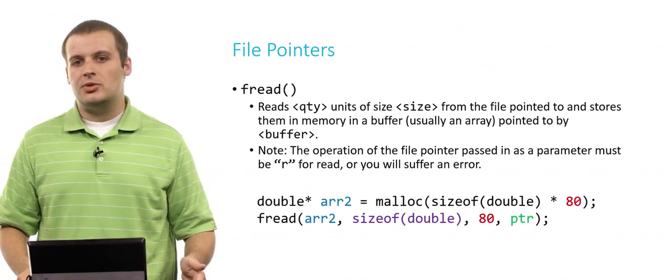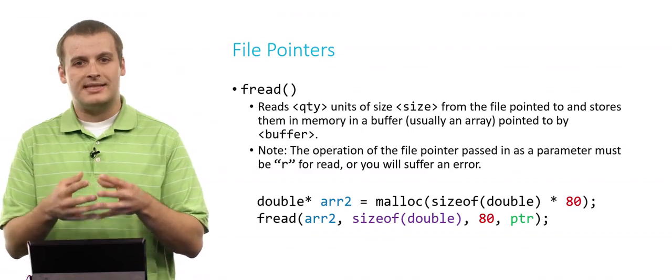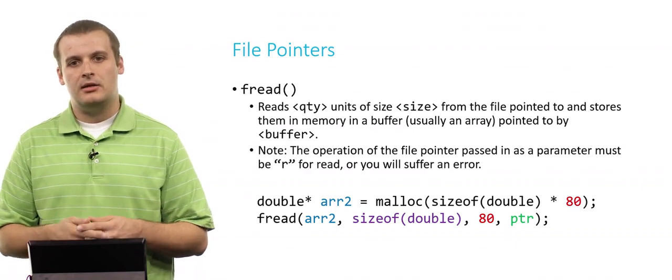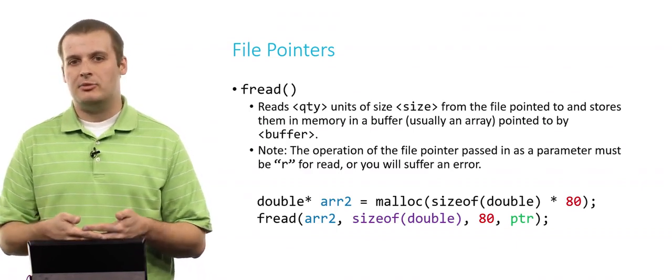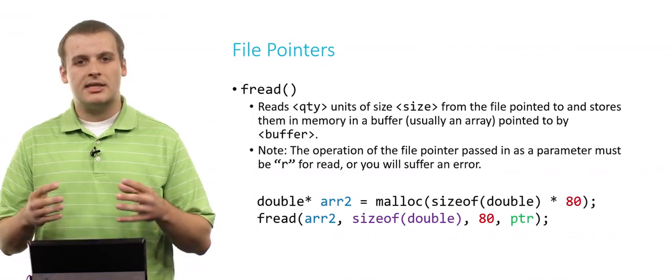We don't necessarily need to save our buffer on the stack. We could also dynamically allocate a buffer like this using malloc. Remember, when we dynamically allocate memory, we're saving it on the heap, not the stack. But it's still a buffer.